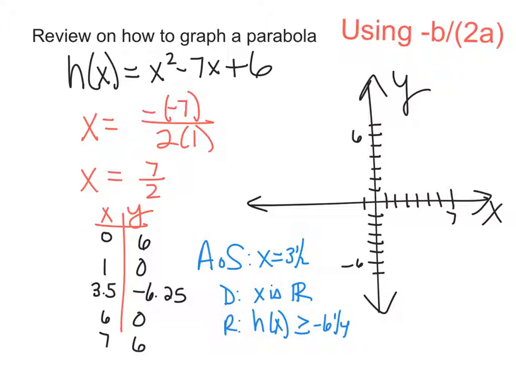So let's graph this. 3.5, negative 6 1/4. 1, 0. That's not 1, 0. Let me redo that. 1, 0. 6, 0. 7, 6. And 0, 6. Now if I graph this, and that's a bad graph, but you get the idea. There's your graph.